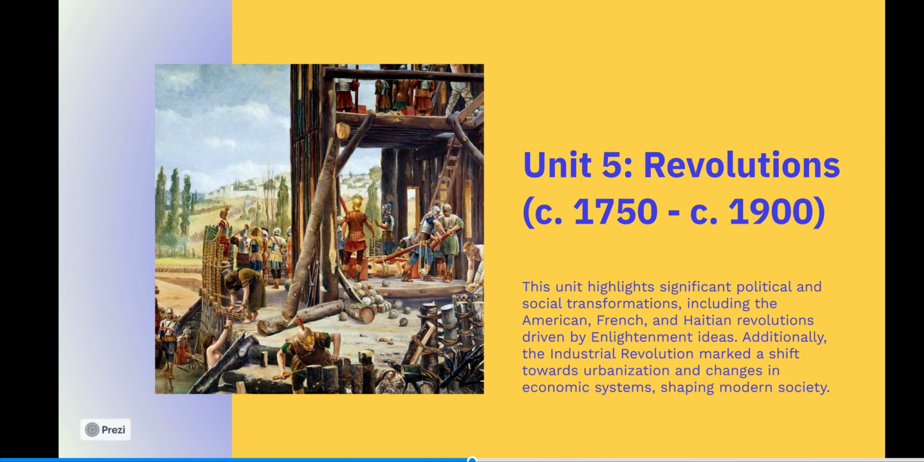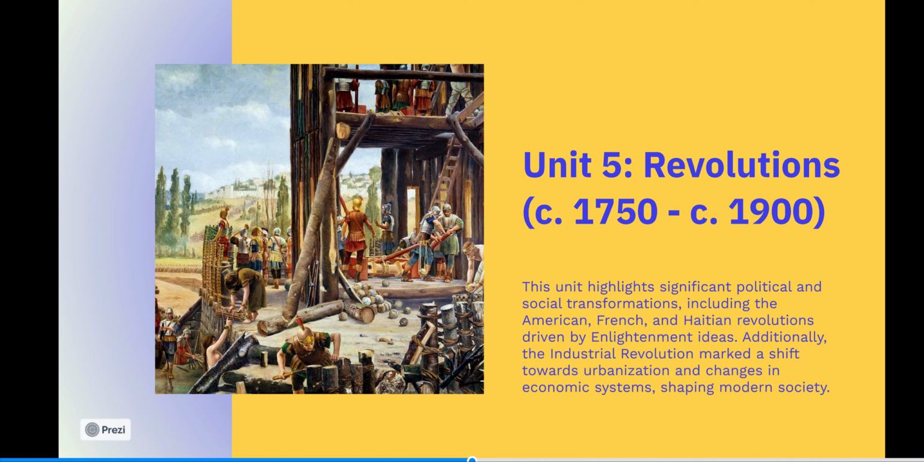Unit 5 is revolutions from 1750 to 1900. This unit is all about political, industrial, and social revolutions. Our major revolutions that take place are the American, French, Haitian, and Latin American revolutions. We're also going to see nationalist movements take place in Europe in the late 1800s.